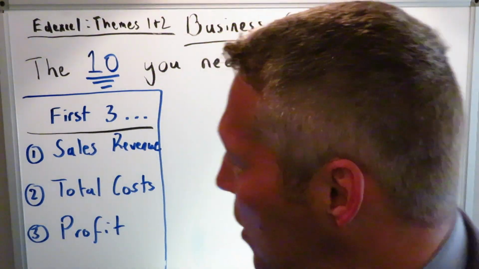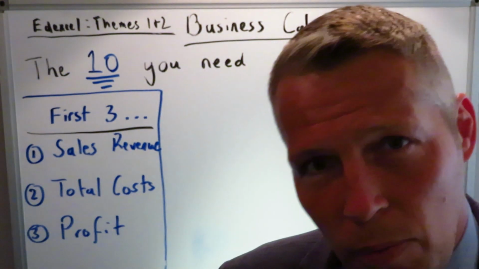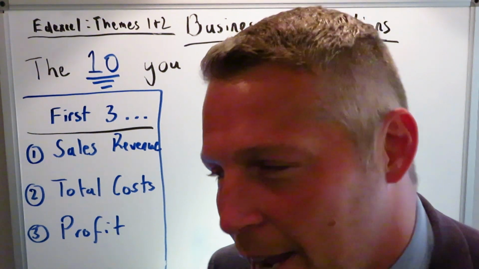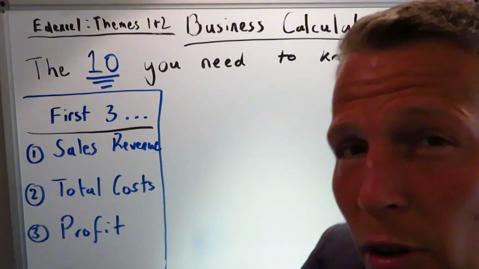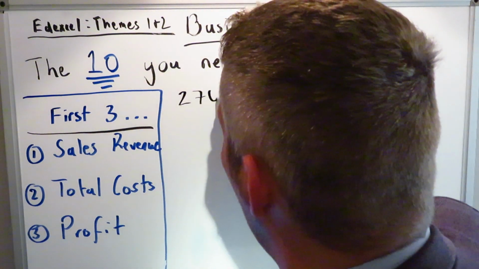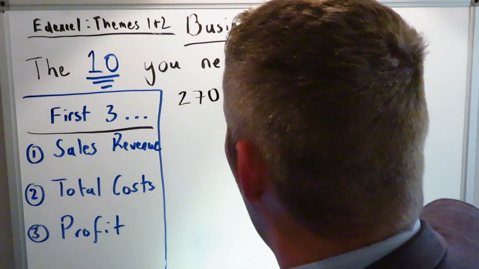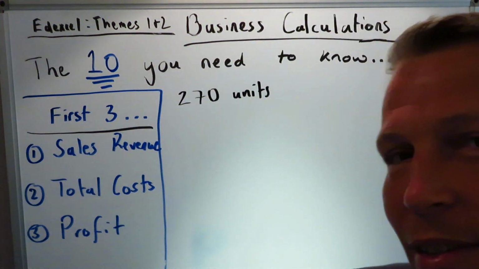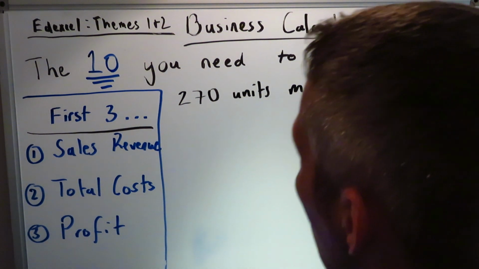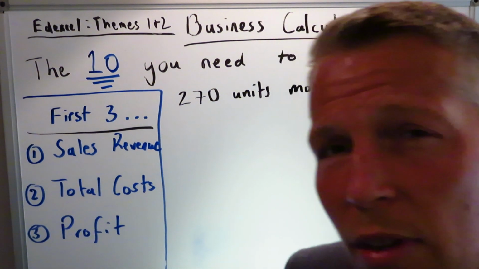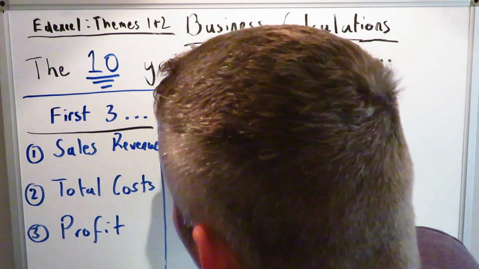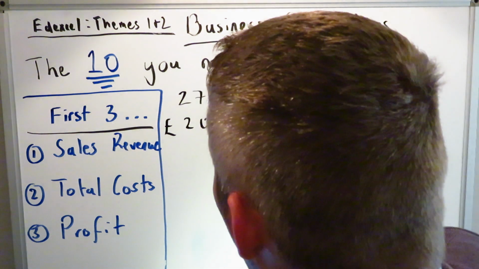So we're going to start off with sales revenue. The first thing that we're going to need is some kind of context, some kind of business scenario, which I'm going to actually provide now. I'm going to take this from a past paper. So this small business has got 270 units. Now that 270 units is a monthly sale. So you can see that this small business sells 270 units a month, and the price of these units is £200.